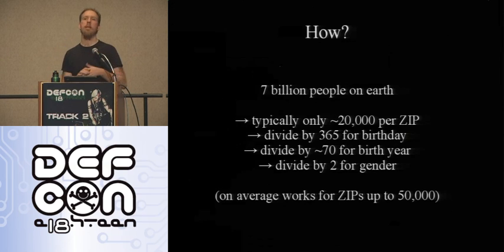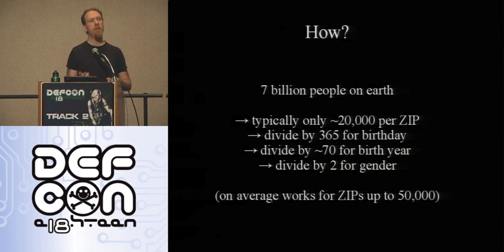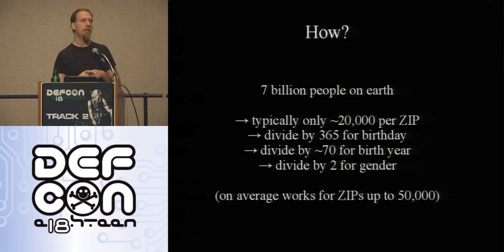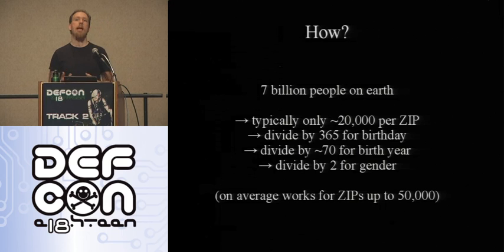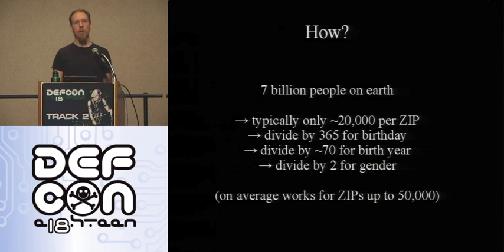If you start with 7 billion people on the face of the planet Earth, you rapidly narrow yourself down, if you know a zip code, to a group of about 20,000 or maybe 50,000 people, maybe in some cases 100,000, but not very many. And then you can divide that number by 365 because you know their birth date. You can divide by a more complicated number that's about 70 because you now know how old a person is. And then you can divide in half again because you know whether they're male or female. And it turns out that if the zip code you started with had fewer than about 50,000 people in it, you now probably have a unique person at the end of this process.